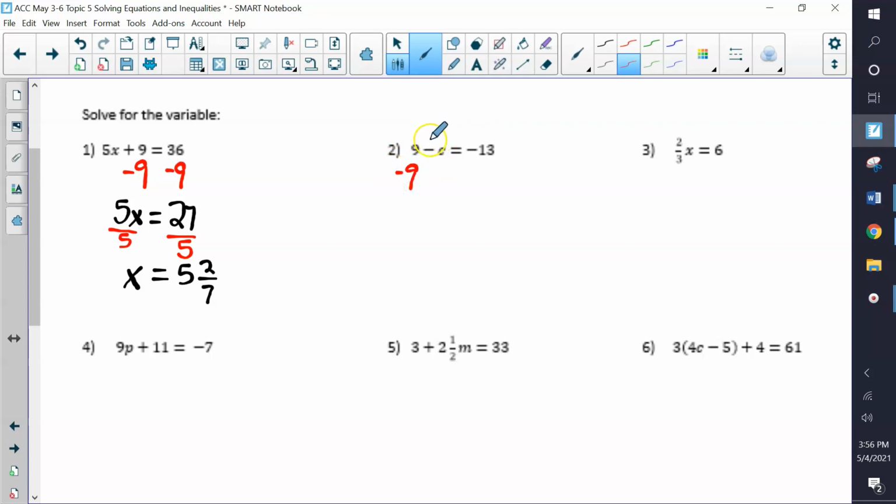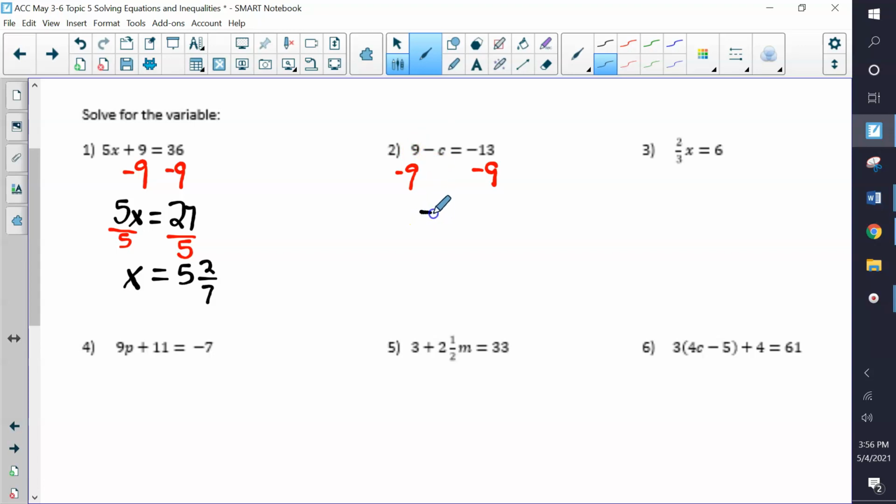Remember, once again, we're not subtracting 9 from c. This is not c minus 9. This is 9 minus c. So we're just looking at this positive 9 and thinking, what do I do to get rid of a positive 9? So we're subtracting 9 on both sides. And our solution we write under here. Now what's left over after I get rid of the 9? The minus sign becomes a negative sign.